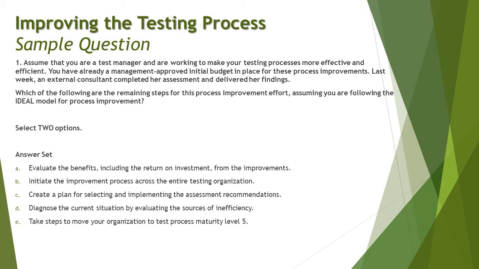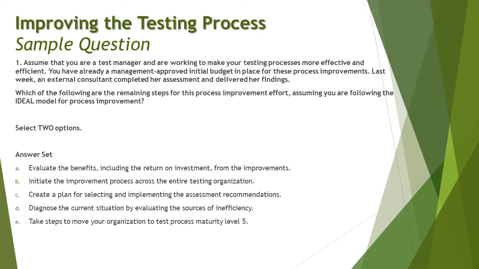Now, number one thing is you need to recall the IDEAL model, which we covered as a part of our syllabus, and we have understood that one of the important things to be followed as a part of the improvement model is IDEAL, which gets started with a very simple notation: I stands for initiating the improvement process, D as diagnosing the current situation, E as establishing the test process improvement plan, A as acting to implement improvement, and L as learning from the improvement programs. Now you see that the situation says that she has already delivered the findings. Now what is it that you need to do?